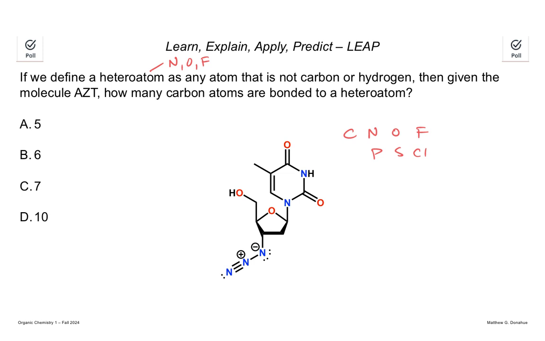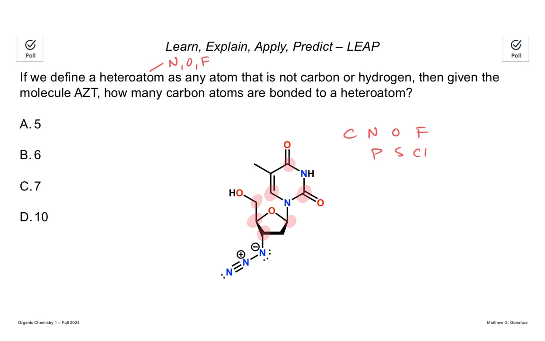Heard some sevens. Let's go ahead and highlight those. I'll do it in red here. So that's bonded to how many different heteroatoms? So 3 different heteroatoms, 4 total bonds. So that's 1, 2, 3, 4, 5, 6, and 7.